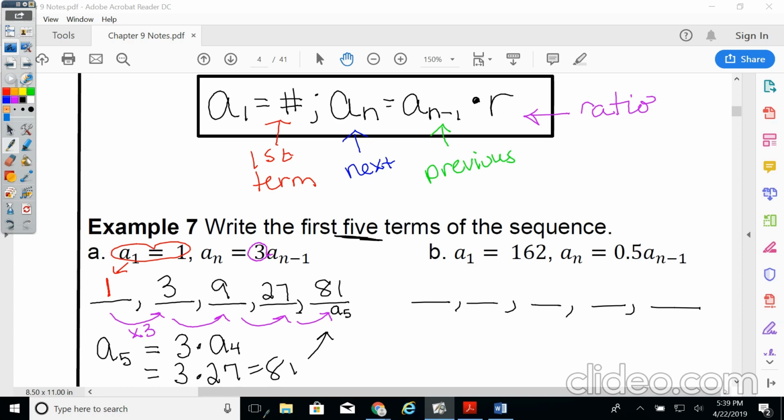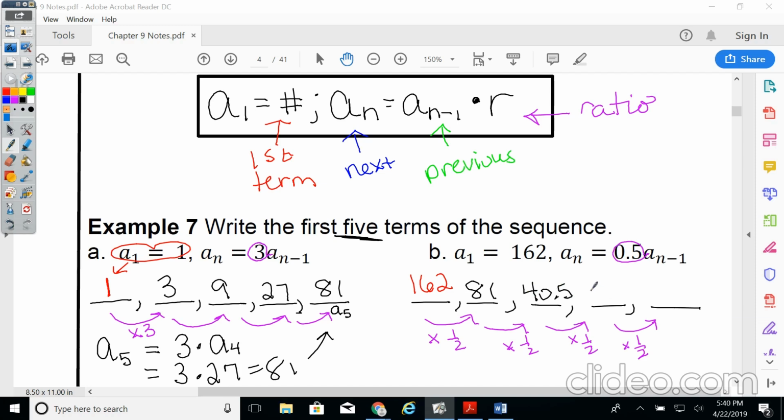Looking at B, again, start with a1. a1 is 162. This time, our common ratio is 0.5. So we're going to multiply by a half each time. Multiplying by a half is the same thing as dividing by 2. So we're just going to take these consecutively and divide by 2. 162 divided by 2 is 81. 81 divided by 2 is 40.5.